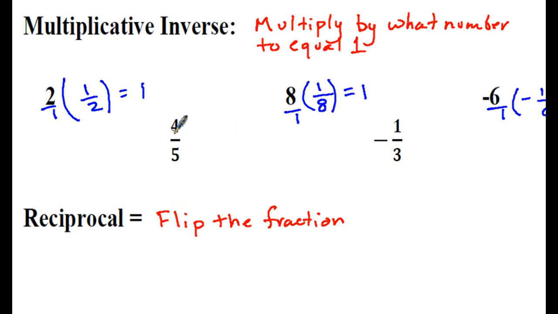For the fraction here, 4/5, we want to multiply by the reciprocal, which is going to be 5 over 4. And that will give us a 1. For a negative 1 over 3, we want to, again, do the reciprocal. So it'll be a negative 3 over 1. And that'll make it equal to a 1.